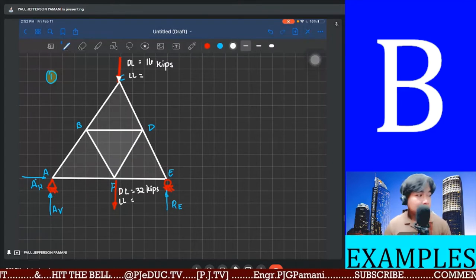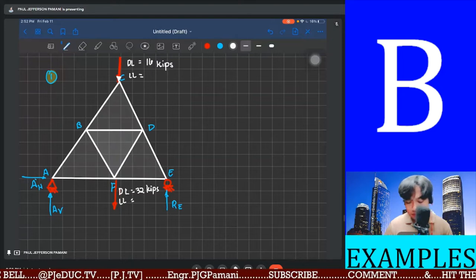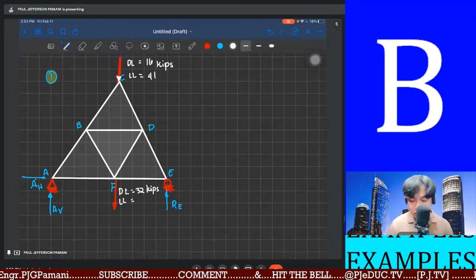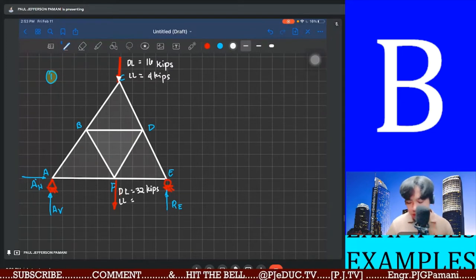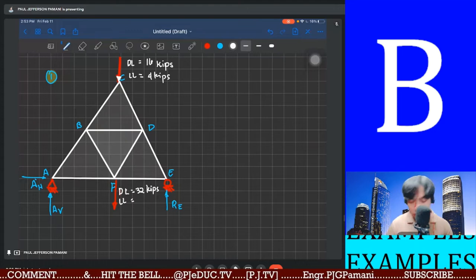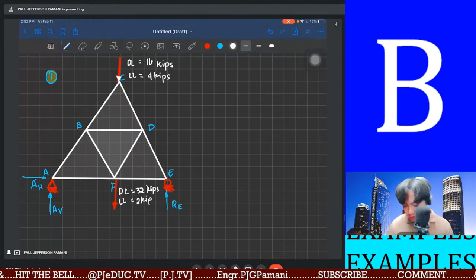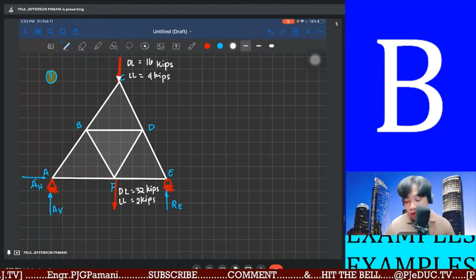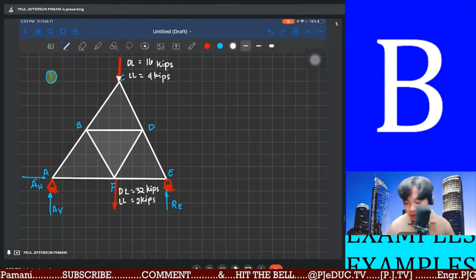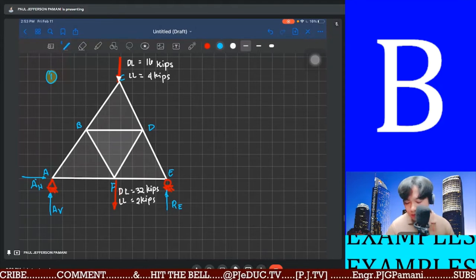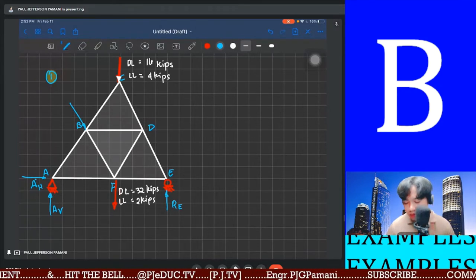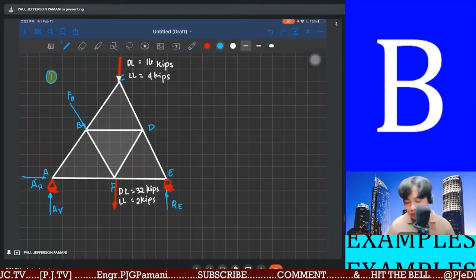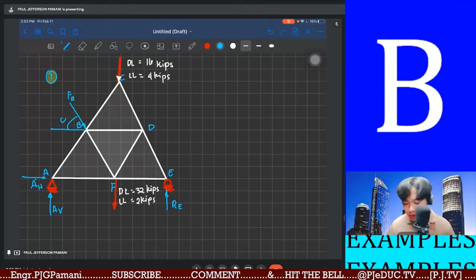Sa joint C, ilan lalagay natin? Four, sir. Sige, 4 kips. Sa joint F? Sir, 2 po. 2 kips. So, for instance, later on, you have encountered a load on a particular joint in an inclined position, such as this one. Minsan, meron tayong ganyang load. Let's just say that is your force F, a force B, at an inclined angle of, let's just say, theta.